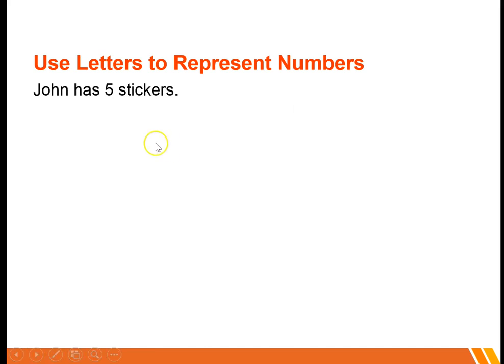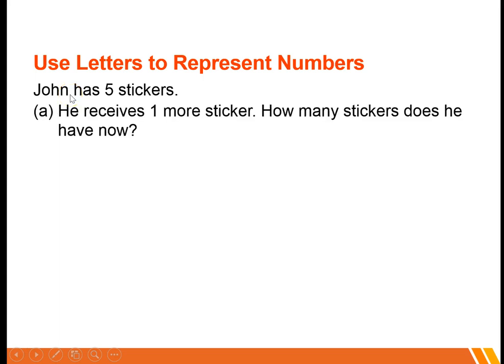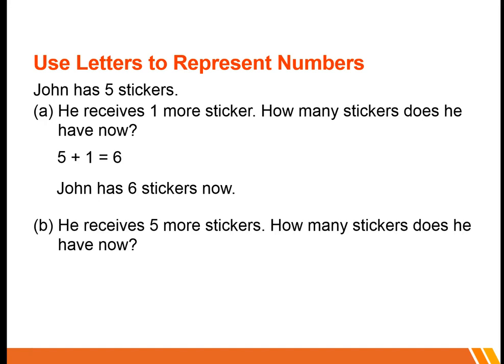So let's take a look at this scenario here. Now, we have John has 5 stickers. And remember, I asked you if he receives 1 more sticker, how many stickers does he have now? And many of you say it's 6. Well, you are right. Actually, John has 6 stickers now. Now, for part B, supposedly he receives 5 more stickers. How many stickers does he have now? Well, if you look here, originally he has 5. Now he received another 5 more. So 5 plus 5 equals 10. So John has 10 stickers now.